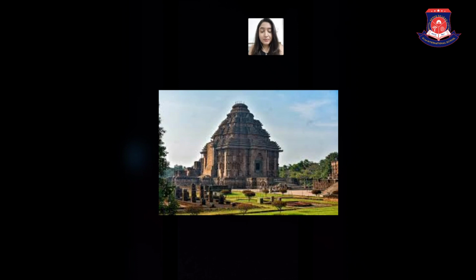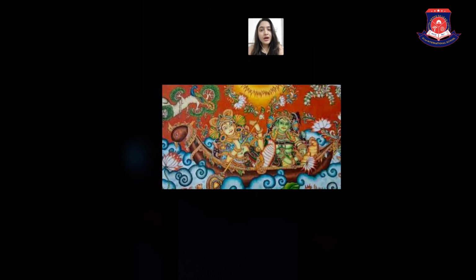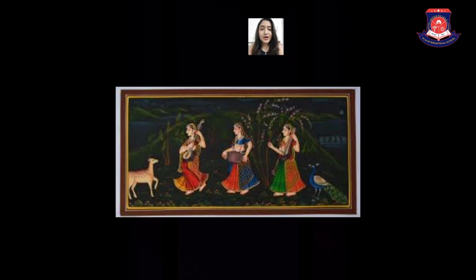The other is paintings. Now paintings are further divided into two types, that is murals and miniature paintings. Murals are the paintings done on walls on a large scale, and miniature paintings are the paintings done on paper or cloth on a small scale. For example, you can take the paintings done on the walls of Ajanta and Ellora caves.